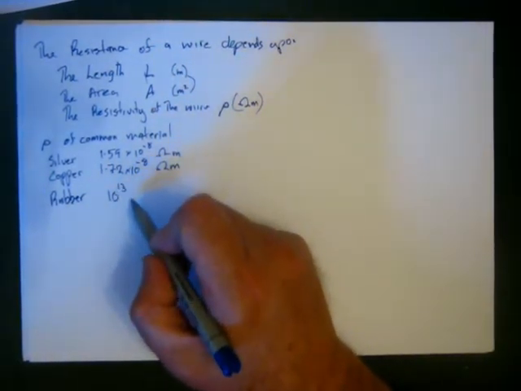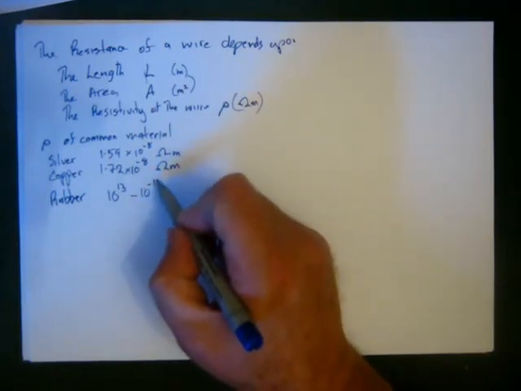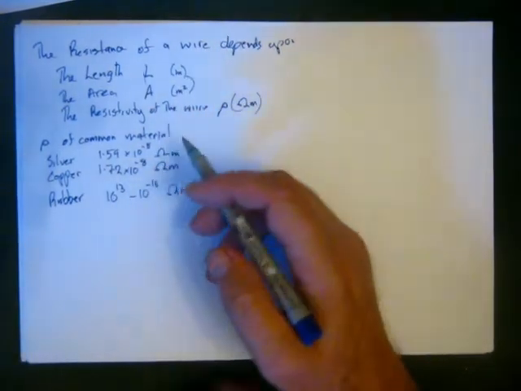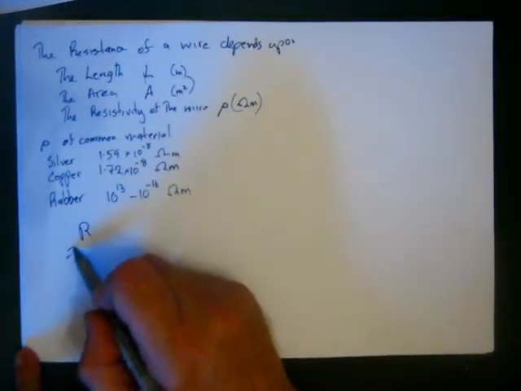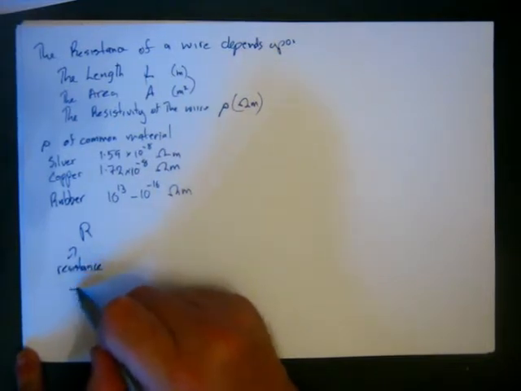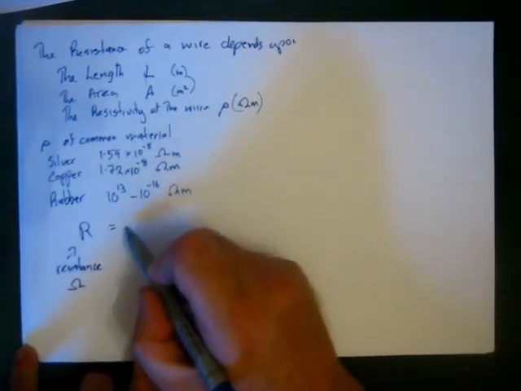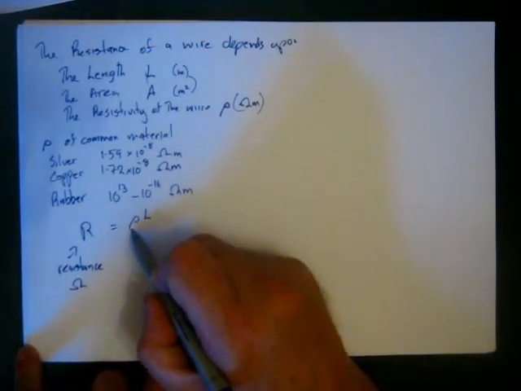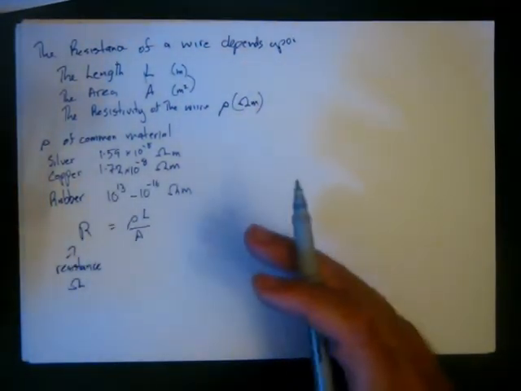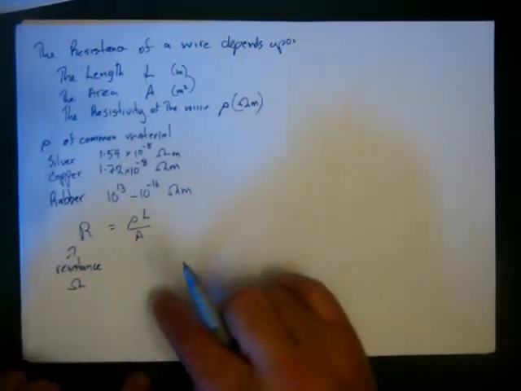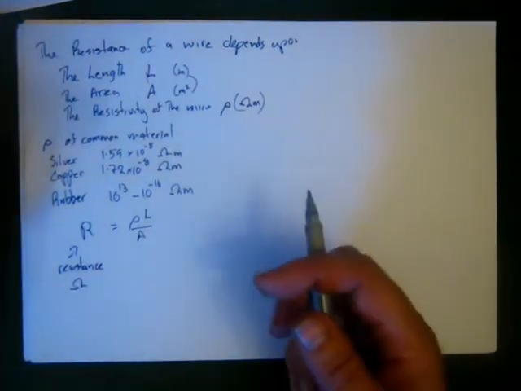So it's usually somewhere in the range of 10 to the 13 or 10 to the 16 ohm meters. So how do we put these all together? These come together in resistance. Now resistance in ohms is going to equal the resistivity times the length divided by the area. So the bigger the wire is in cross-section area, the lower the resistance. The longer it is, the higher the resistance.